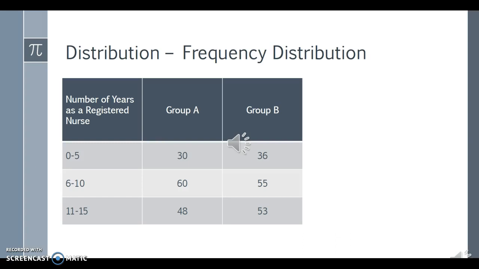In this column under number of years as a registered nurse, we have the timelines of 0 to 5 years, 6 to 10 years, and 11 to 15 years. In Group A, 30 of the participants indicated that they have been a nurse from 0 to 5 years, whereas with Group B, 36 of the nurses participating in the study indicated that they were a nurse for 0 to 5 years.